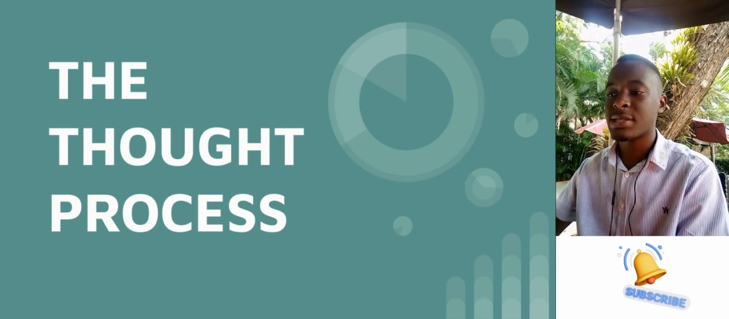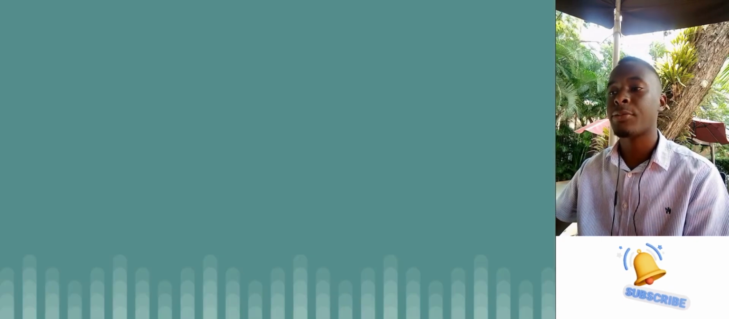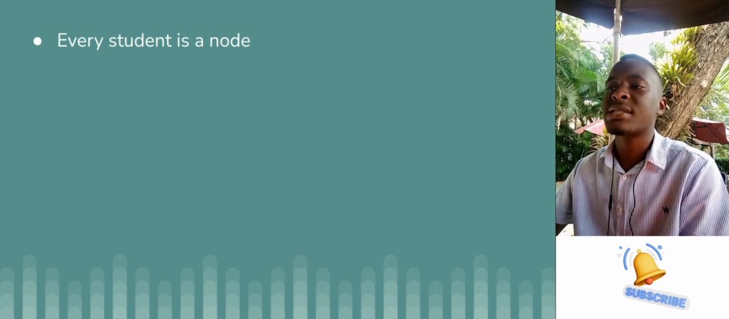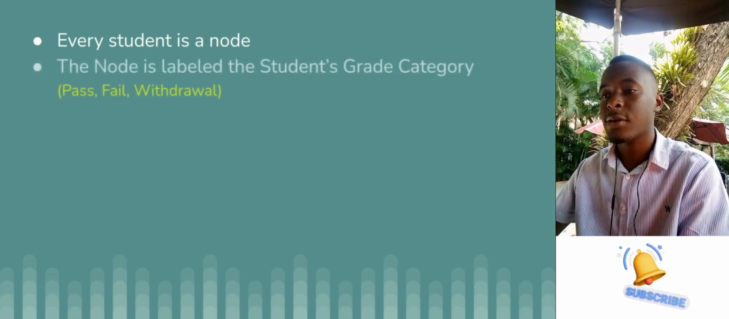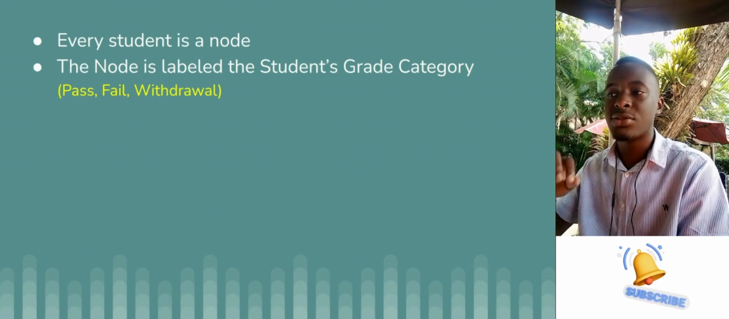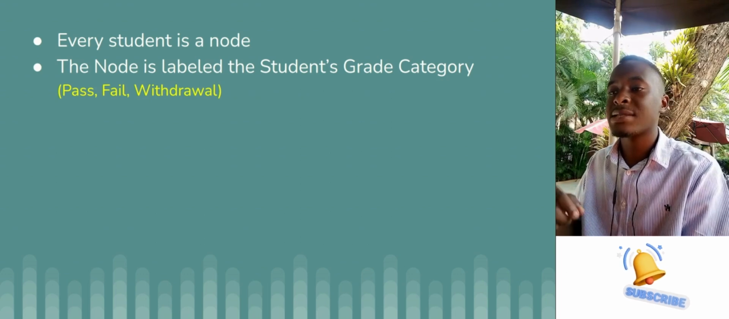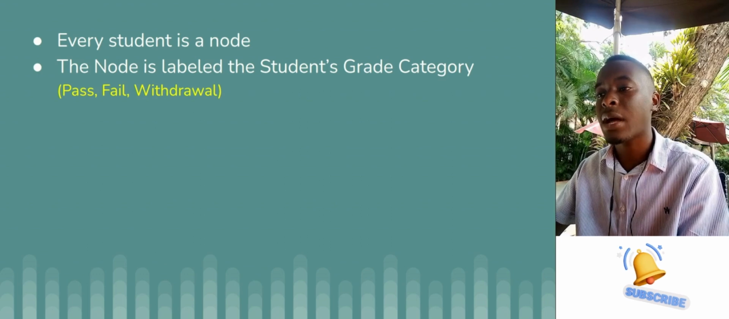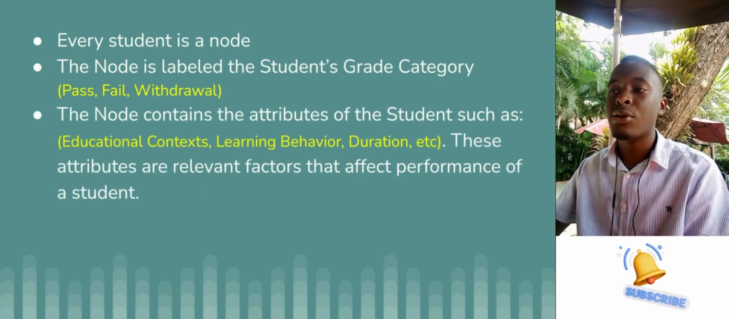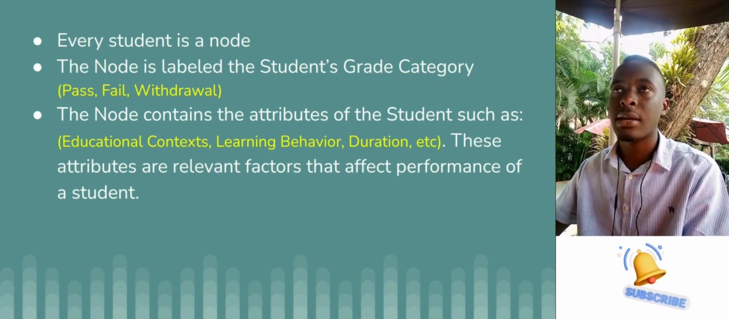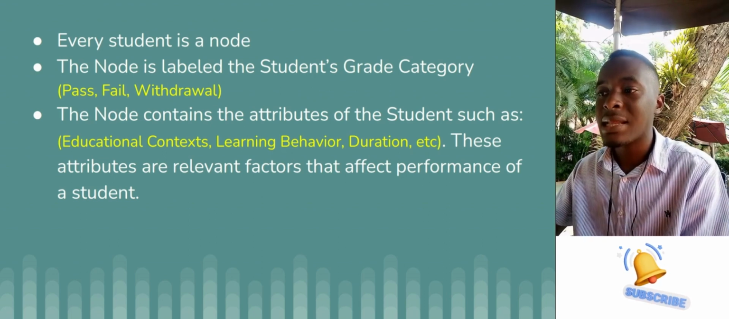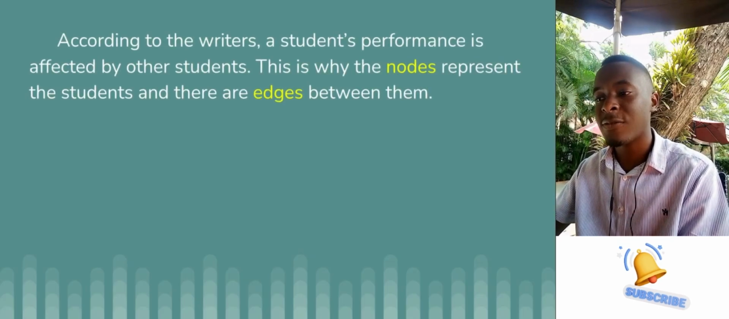So if you look at the thought process of the writers, they did their own thinking to come up with this model. We can say every student is a node, like I said before, and the node is labeled with the student's grade category. We are doing supervised learning, and for supervised learning we label the data. So we label the data with pass, fail and withdraw for every student, and the node contains the attributes of that student, like their quiz marks, education context, behavior, attendance of classes, and things like that. These factors are all relevant to predicting the performance of a student.